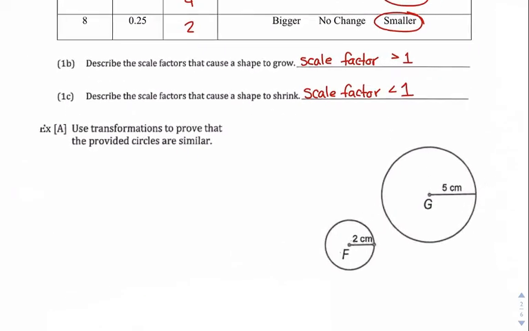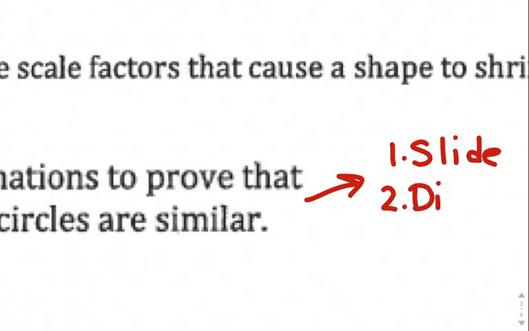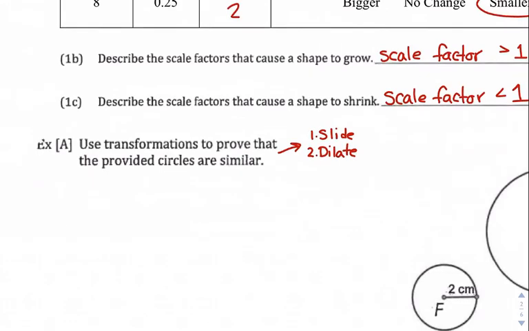So before, we've seen figures that we had to slide, rotate, and reflect. And then we did one where it was dilate, slide, rotate, reflect. Well, this is for circles. So circles are a little bit different. If we want to prove that they're similar, or use transformations to prove they're similar, we only need 2 steps. So our 2 steps are slide and then dilate. And that's it. Those are the only 2 steps we need.